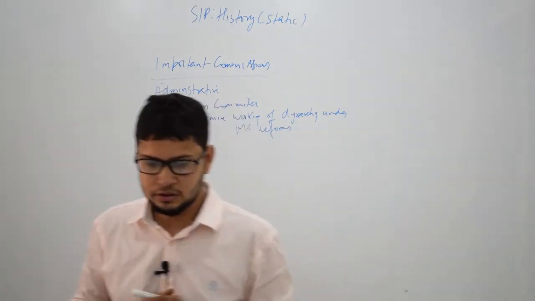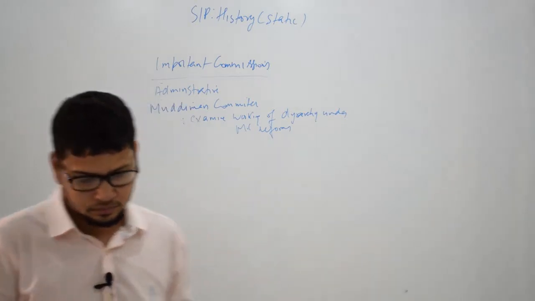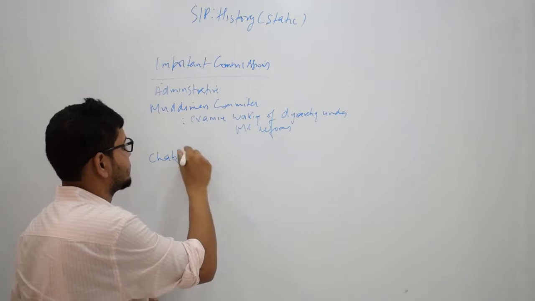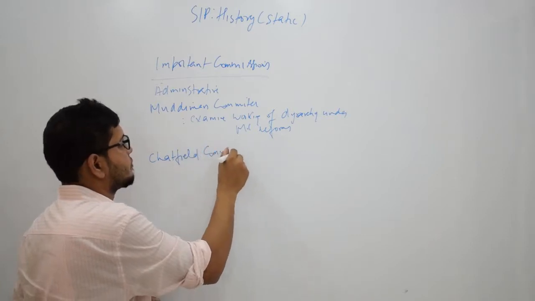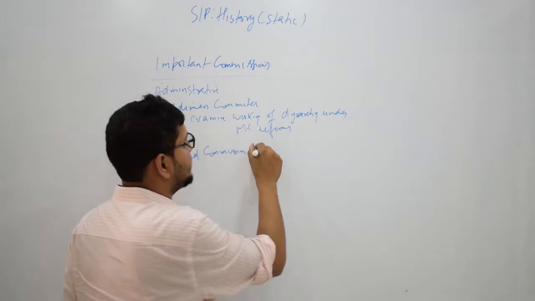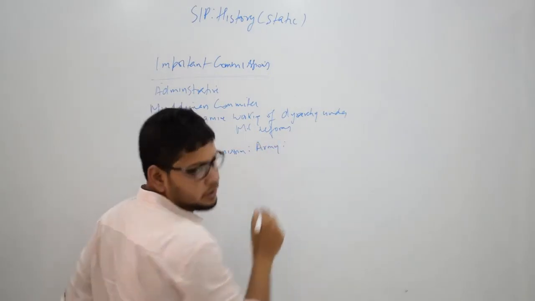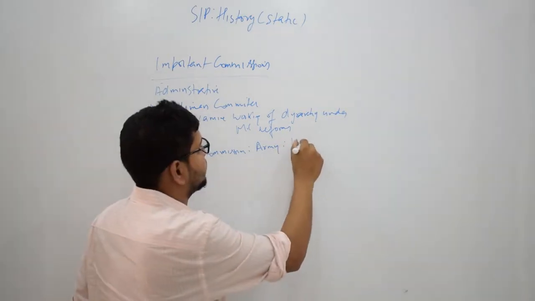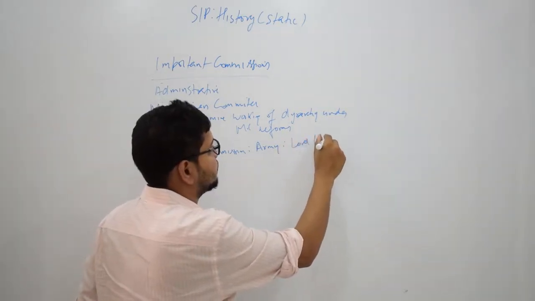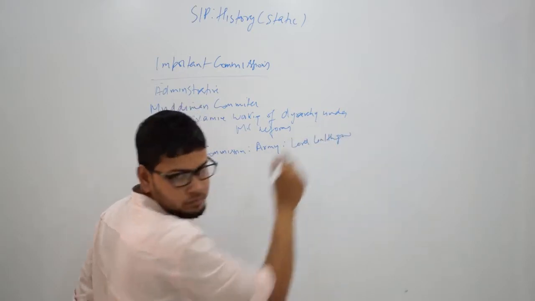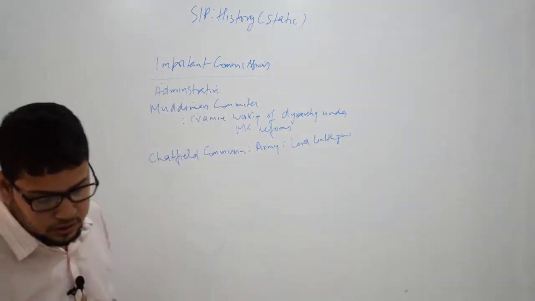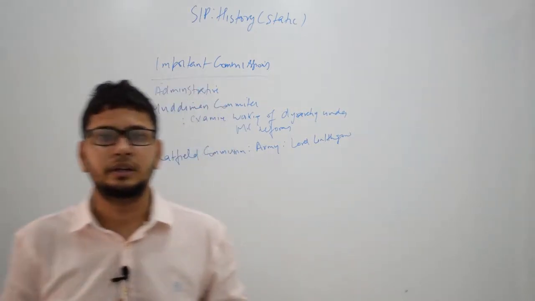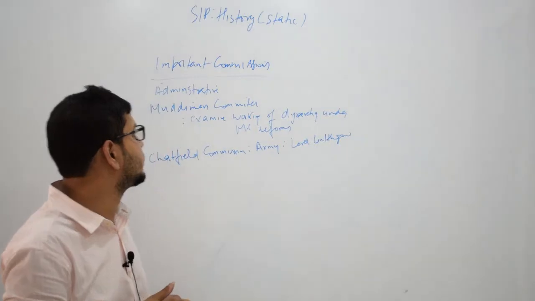Next we have the Chatfield Commission. This was related to the army, and this was under Lord Linlithgow. So these are the important committees which were there during the British rule.